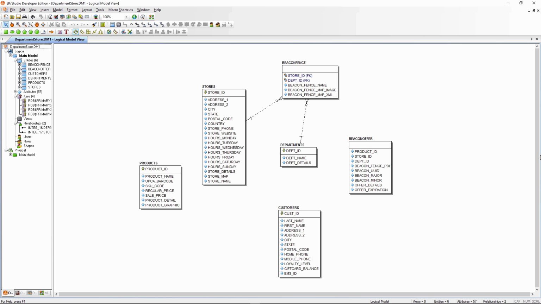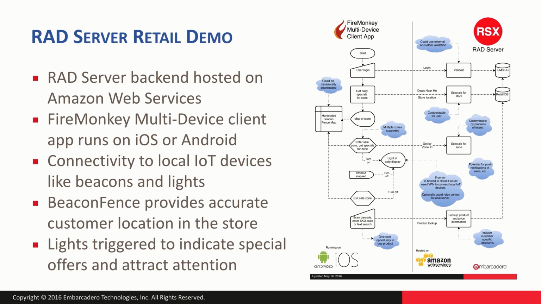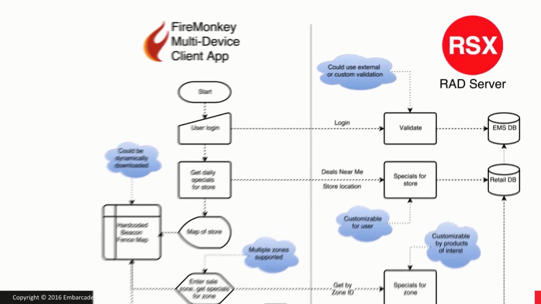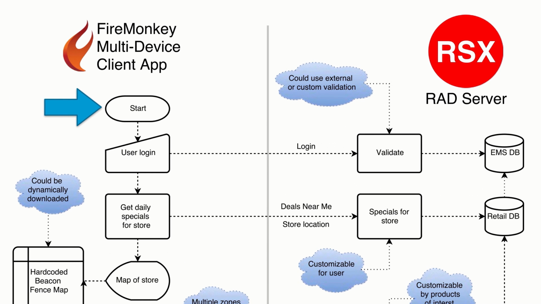Server launch demonstration. This is a quick overview of the architecture and vision for the retail demo we've put together for RAD Server. There's two parts to this. There's the RAD Server itself, which is the back end, and then we have the FireMonkey multi-device client application, which the customer will use on the front end. It'll run on either iOS or Android, and actually could run on Windows or OS X as well, but they're not quite as portable. So when the customer fires up the application, the first thing they're going to do is log on. And this is going to validate their credentials against the EMS database.